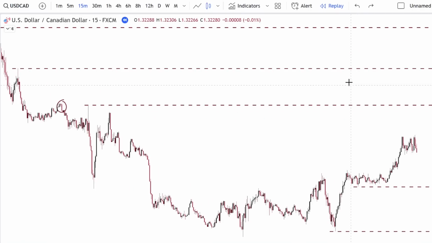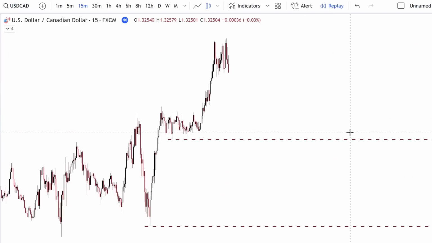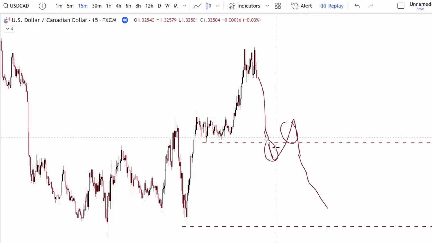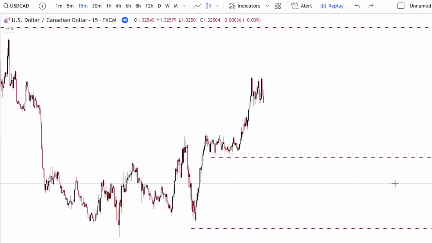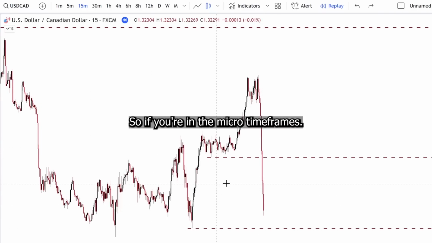what we're waiting for is, let's say price approaches this level, takes this level out, comes back in and rejects. Once that happens, you know that price will more than likely continue bearish, and price doesn't even have to reject. Once price comes back here, you're not looking for a trap to continue bullish. Price took this level and is now heading to this level. So if you're on the micro time frames, you already know your target, that price is heading to this level.